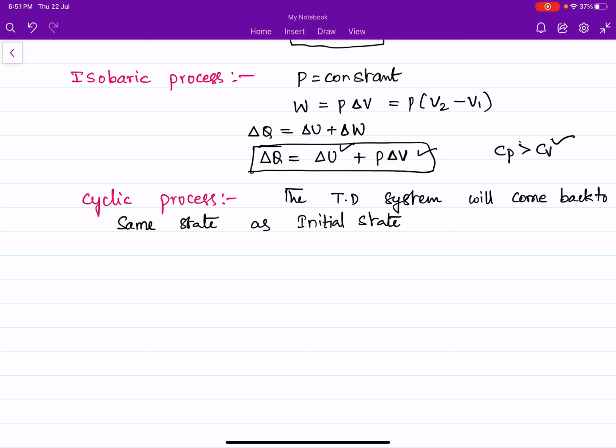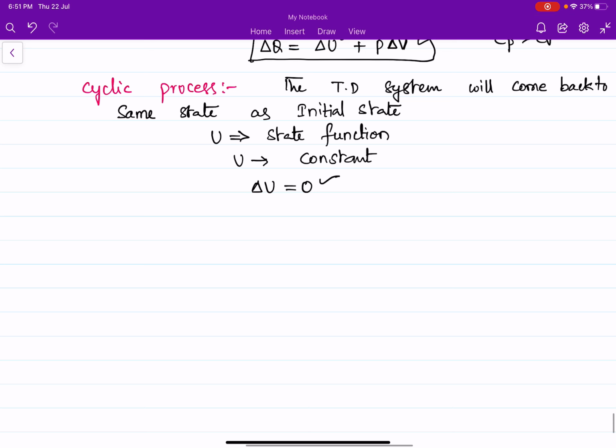So we know that internal energy is a state function. As initial state and final state are the same, internal energy is equal to constant. That means there is no change in internal energy. That is, change in internal energy is equal to 0 in the case of cyclic process. So now from first law of thermodynamics, we know the amount of heat energy supplied to the system is partly to increase the internal energy and the remaining part is utilized by work done by the system on the surroundings.